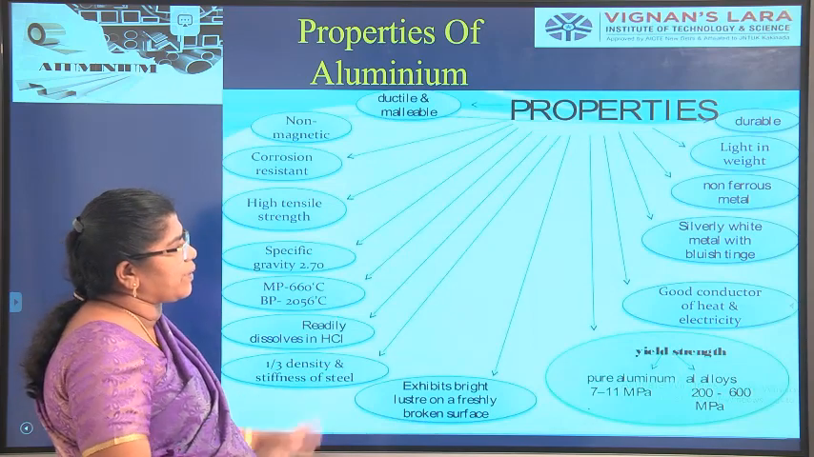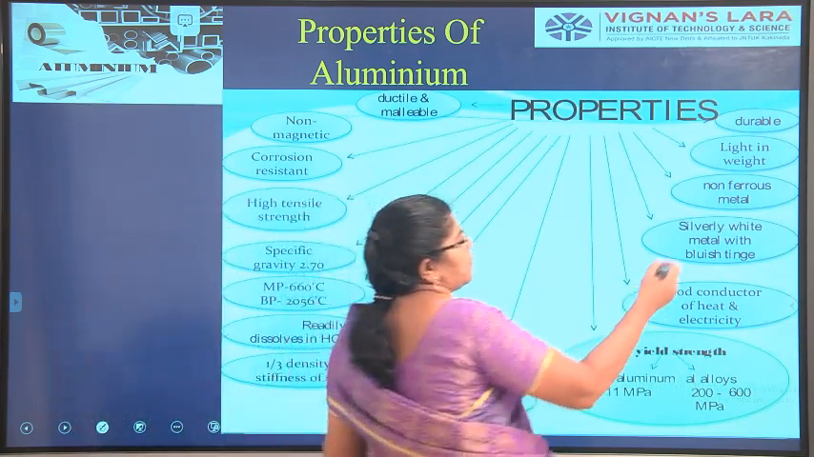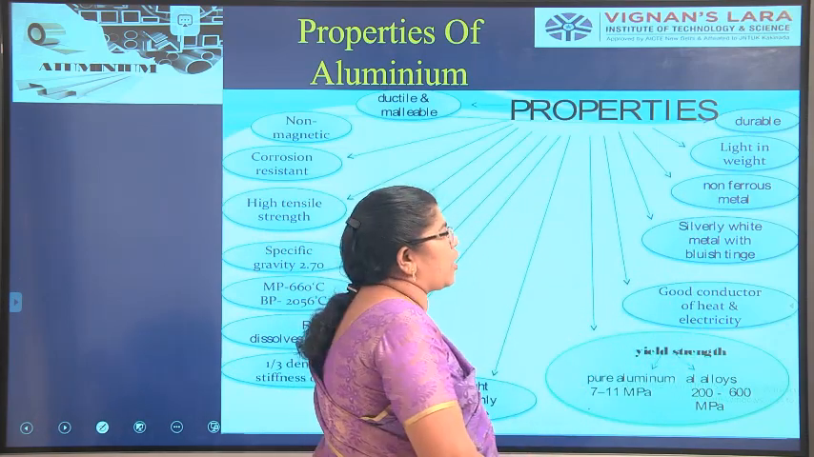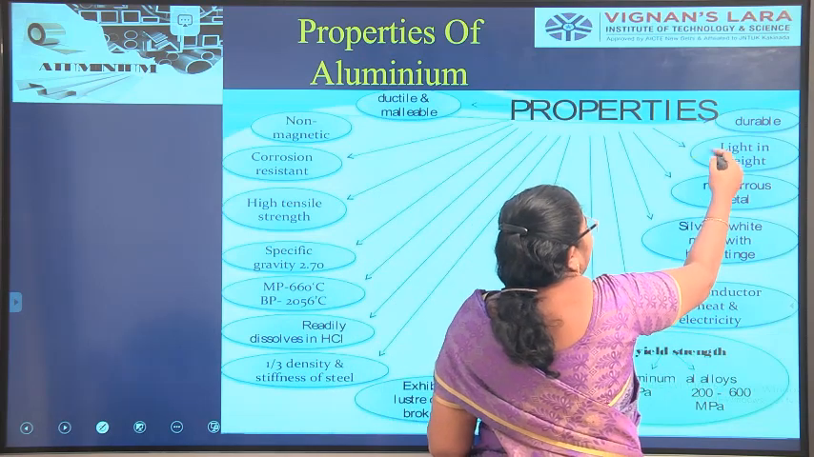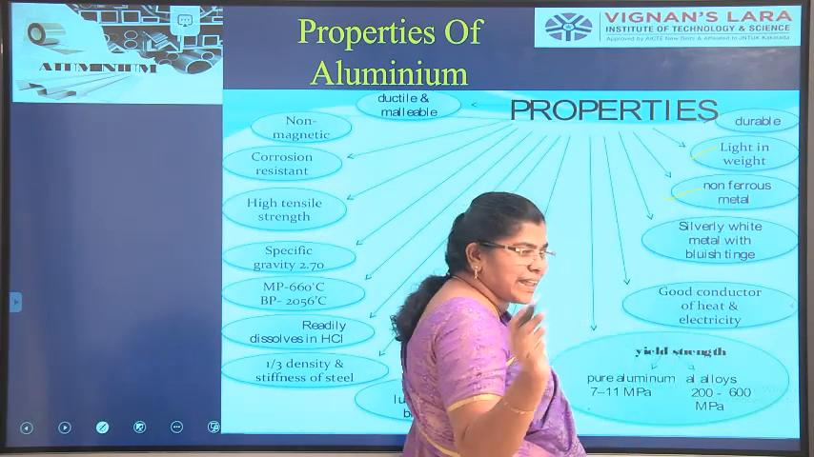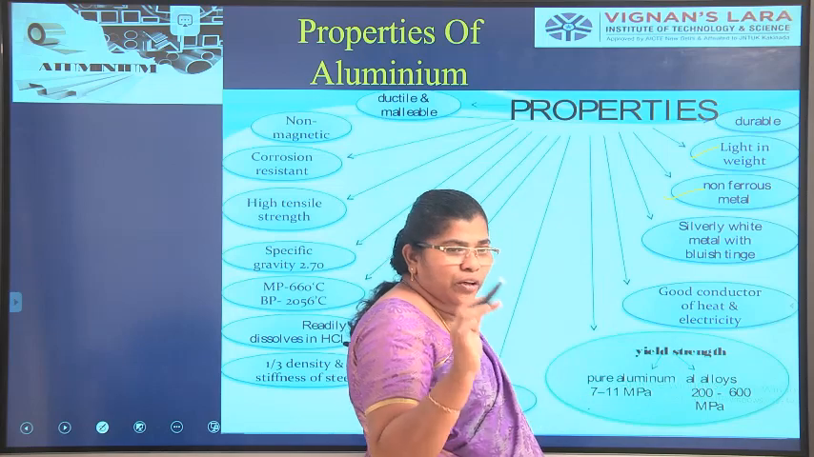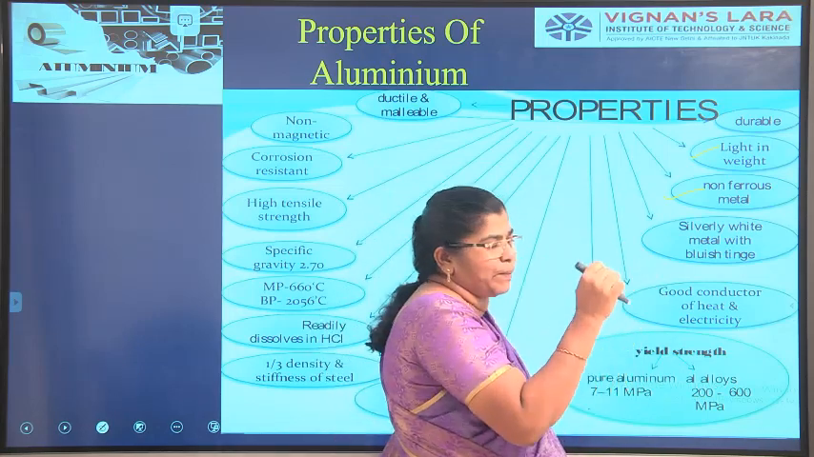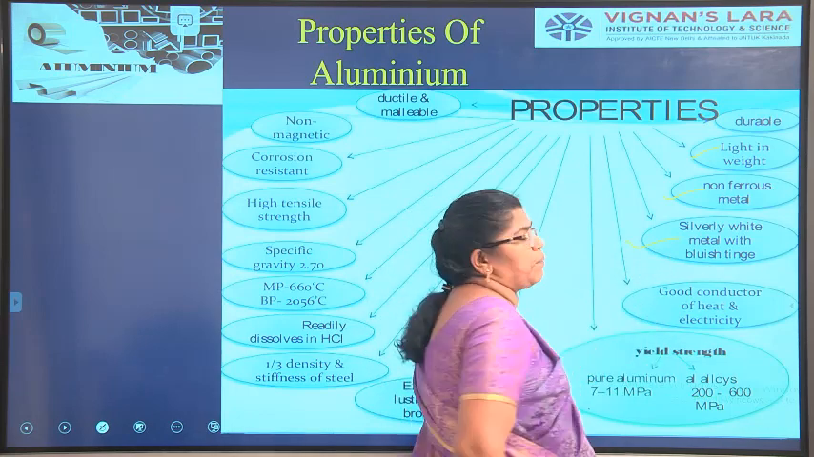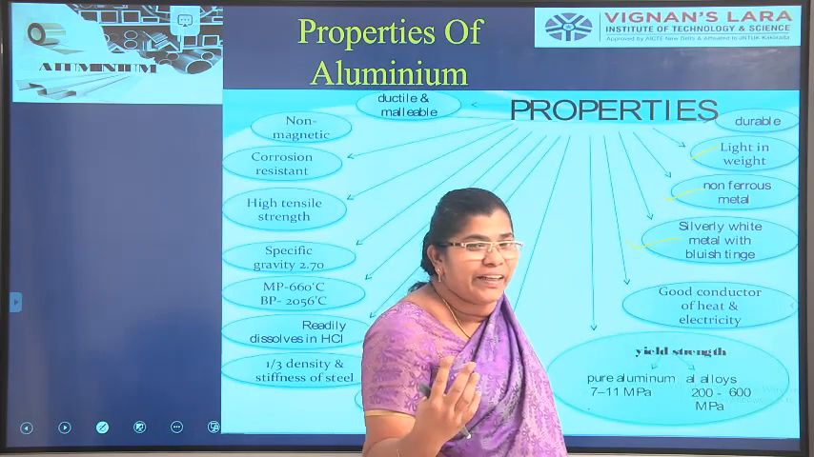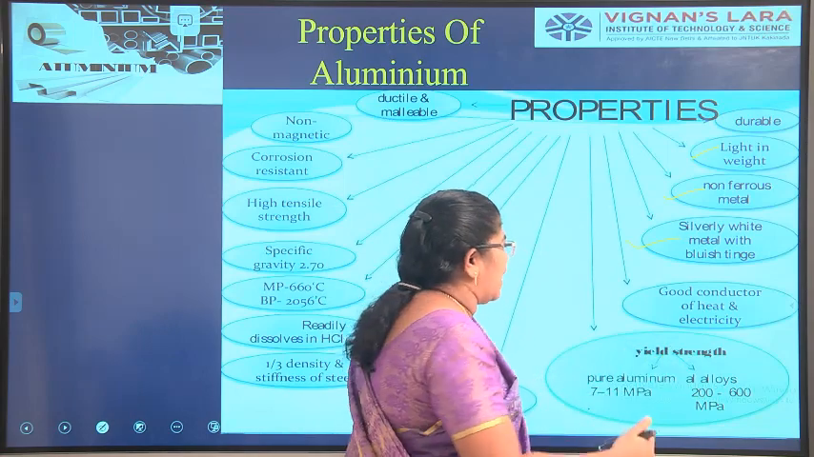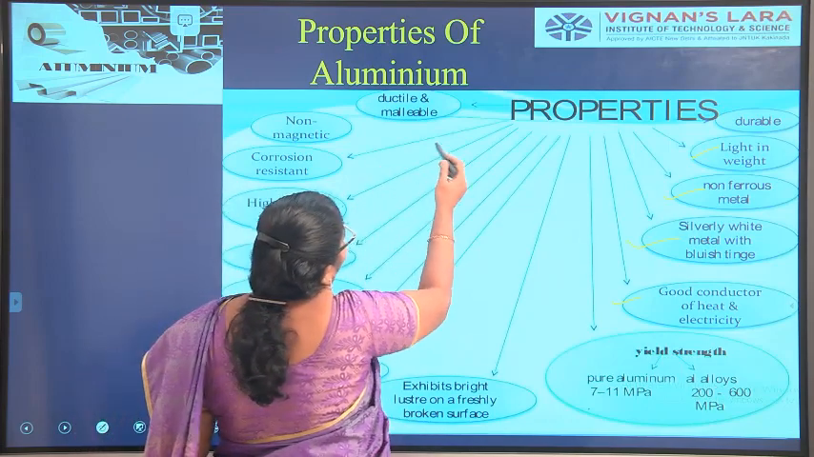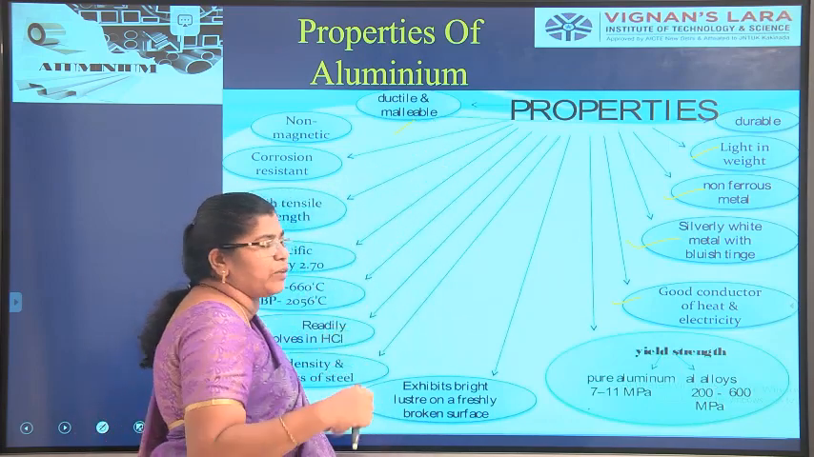So overall, what I am going to tell you is that it is durable. It is durable, even equivalent to steel if it is properly mixed with some alloys. It is light in weight, right? It is a non-ferrous material. It doesn't have any iron in it, so the corrosion process will not be there, right? It has a corrosion inhibitor. It is a silvery white metal with a bluish tinge, right? So it is very pleasant to look at, and it is a good conductor of heat and electricity, and it is ductile and malleable. I told you it can be drawn into thin wires and sheets.